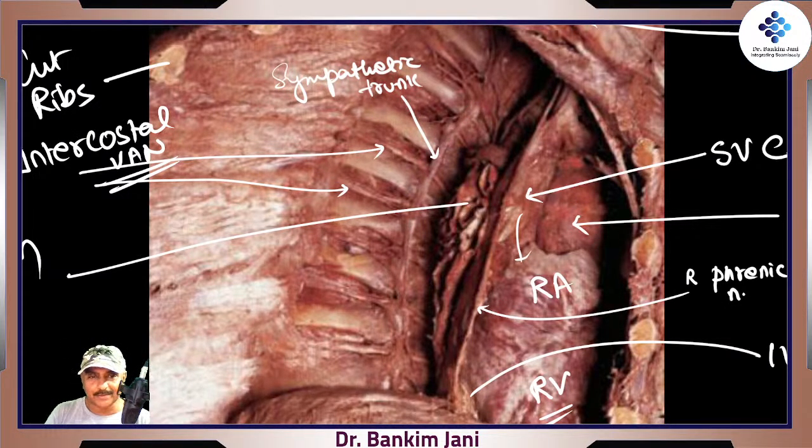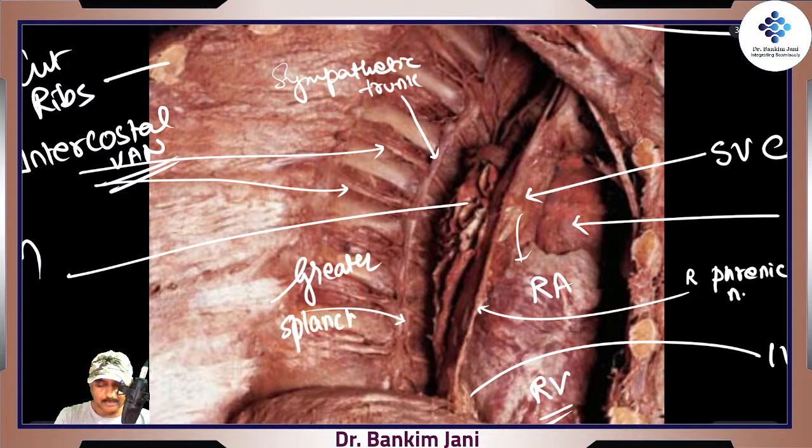If you have picked up the sympathetic trunk, it would be very easy. Just below, as it comes down, this sympathetic trunk is now dividing. See how separate it is. This is quite thick. If I really draw it, this is quite thick. And over here, this is a small nerve which is bifurcating. This is the greater splanchnic, exactly that one. The lesser is not very much appreciable, but the greater splanchnic nerve is quite easily seen. Even if you identify this much, that's sufficient.